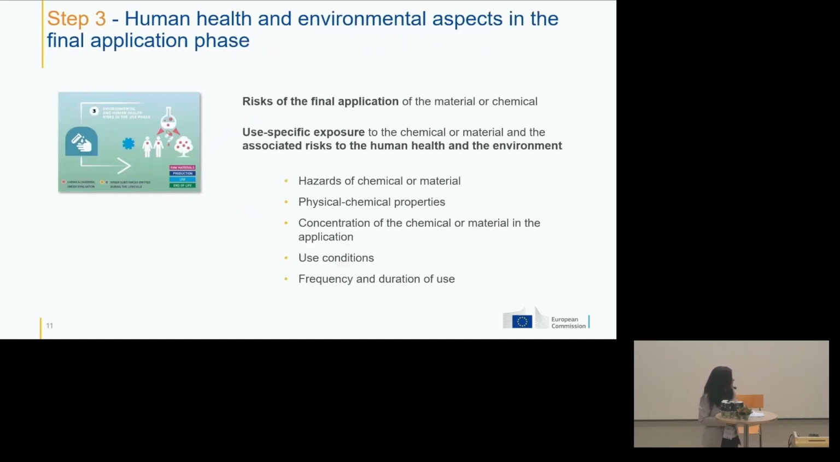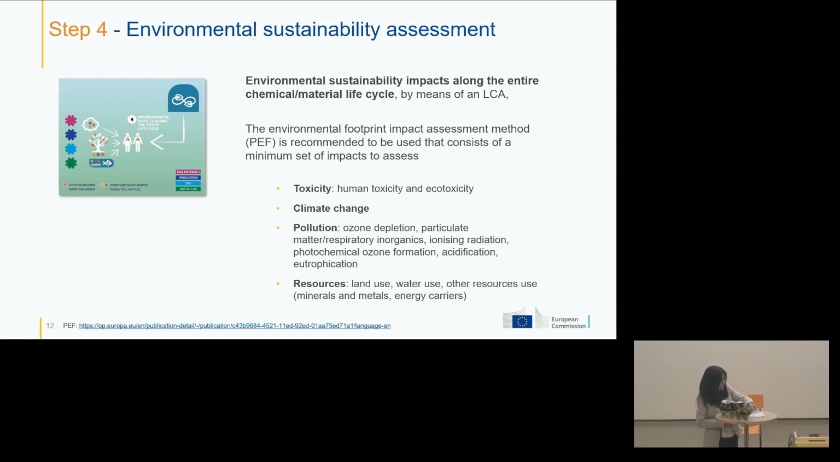Similarly, it happens in step 3, but in this case, looking at the consumer application phase, the consumer of the product in which the chemical or material has been incorporated. And again, here it's important the hazard identification of the chemical as well as the conditions on how the product is used. And the last assessment is the environmental sustainability that takes into consideration the impacts along the entire life cycle of the chemical material by means of life cycle assessment.